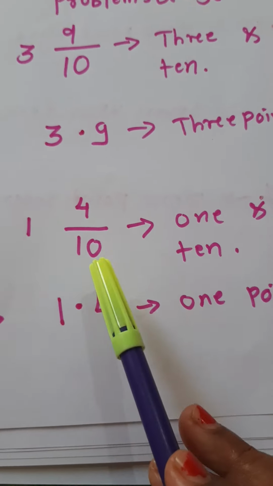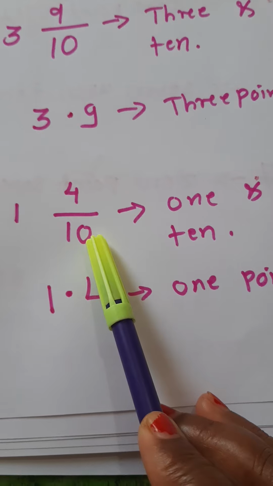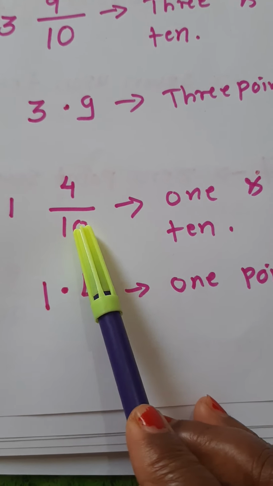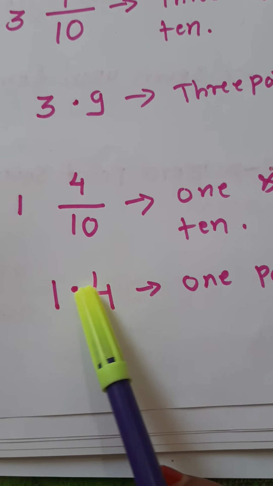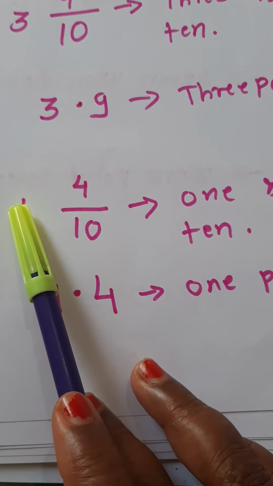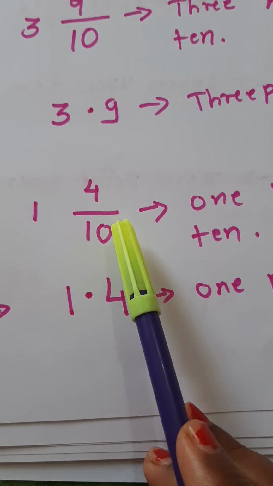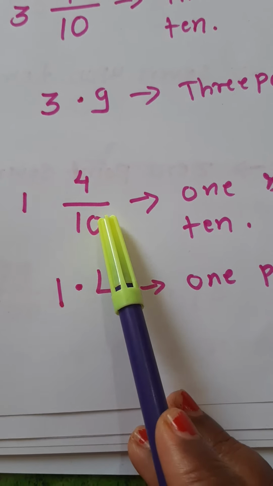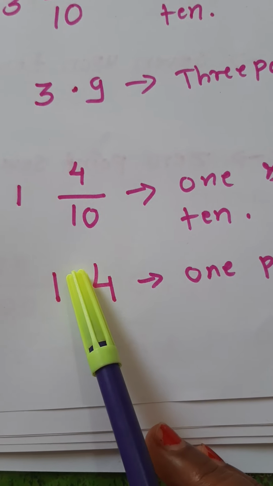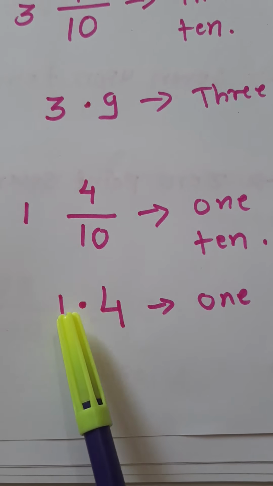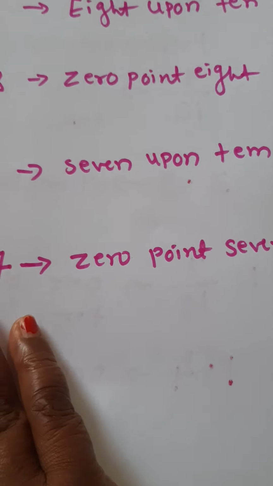Let's see the second example. 1 and 4 upon 10. How to read? 1 and 4 upon 10. Here also the denominator is 10, means a single 0 is present. So the point comes after a single digit from this side. Write down this 1 first, then write down this 4, then think after how many digits to give the point? 1 digit, because 1 0 is present here. So after 4 the point will come here. And how to read? 1.4. Like this.